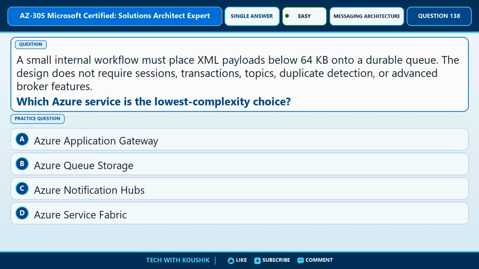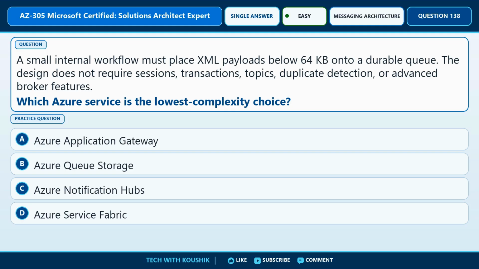Let us examine question number 138. This question focuses on messaging architecture. Let us first review the situation. A small internal workflow must place XML payloads below 64 kilobytes onto a durable queue. The design does not require sessions, transactions, topics, duplicate detection, or advanced broker features. Which Azure service is the lowest complexity choice?